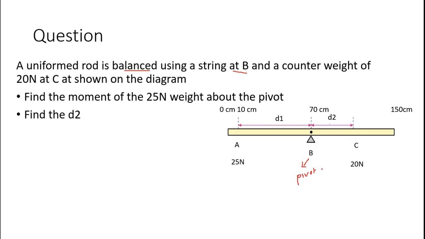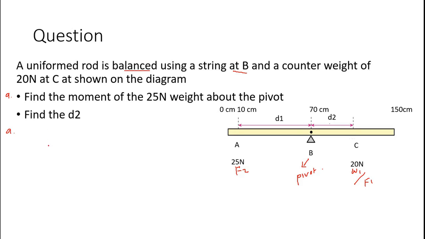And then the weight of 20 Newton can be W1 or F1, which is 20 Newton. Find the moment of the 25 Newton weight about the pivot. This is F2, 25 Newton. Find the moment. But this is question A. How to answer A?